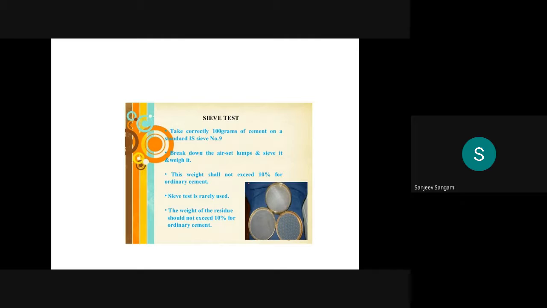Then how to do the sieve test? You have to use IS sieve number 9. Take exactly 100 grams of cement on a standard IS sieve, break down the air set lumps, sieve it and weigh it. You already know that, you already conducted it. The weight of the residue should not exceed 10% for ordinary Portland cement, and the sieve test is rarely used.